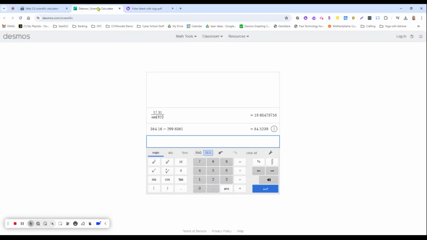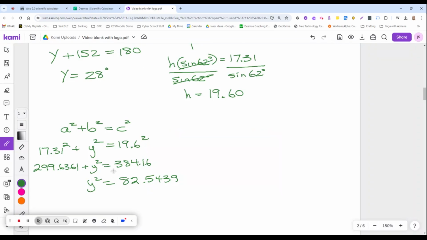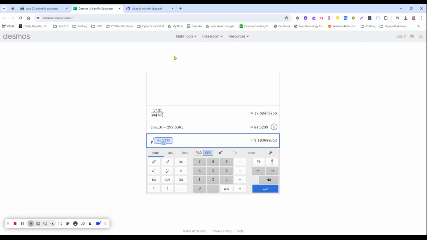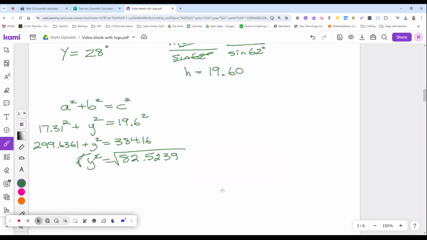Now, how do we finish that off? If I have a y squared and I want to get it to be just a y, to undo squaring, we take square root. Whatever I do to one side, I have to do to the other. So I need to find the square root of that value, which is square root of the answer, is 9.19.